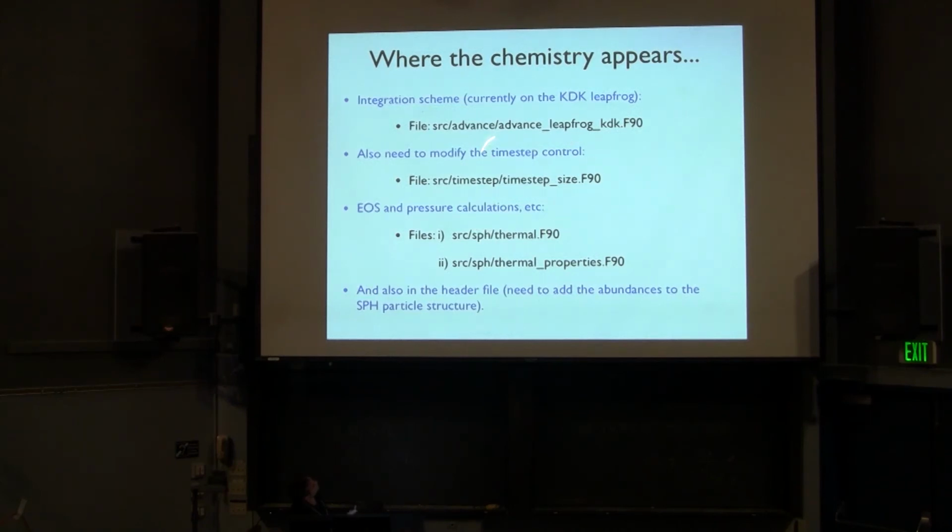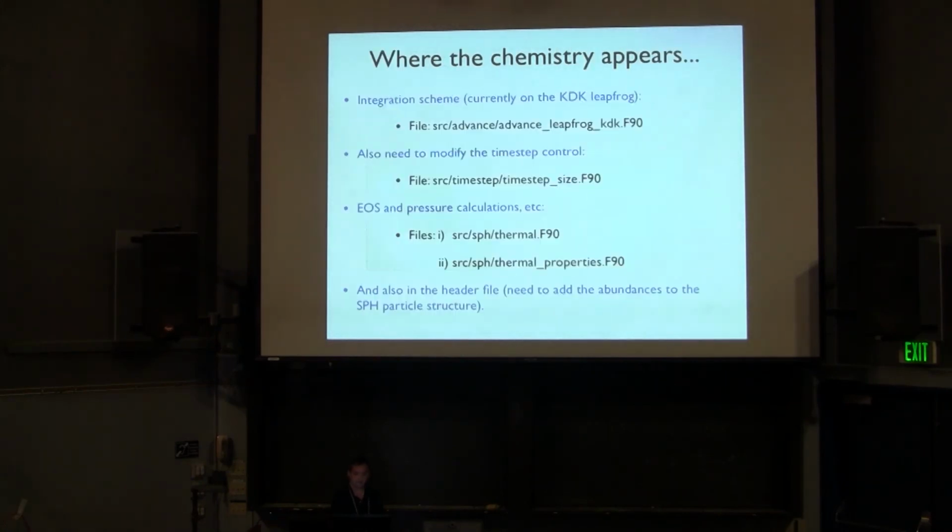It's also in the time step size, so once the code's going, it uses that dE/dt, the energy rate, to try and work out a constraint on the time step, so you're not taking too long time steps, which can then cause problems with the solver. And you also have to change the thermal energy, so it can work out the pressures and stuff, and it's changed in these files here. Okay, and also the header file has obviously been changed as well.